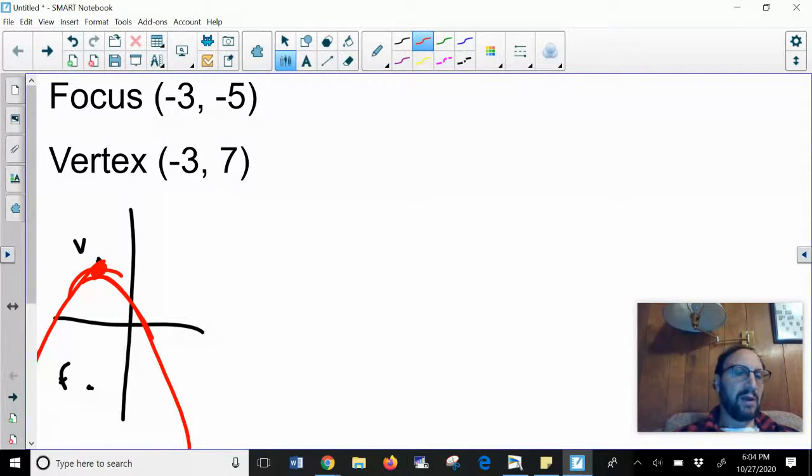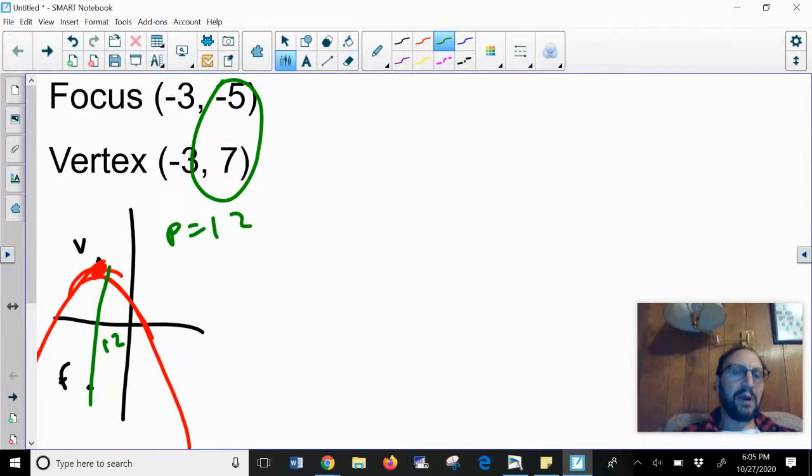So the other thing is that the distance between the focus and the vertex is my p-value. So in this case, the distance between -5 and +7 is 12 units. So therefore my p-value is 12, but it's negative because it's going down. I know that equations that have a negative in them go down when you have y equals a negative ax squared or whatever. The other thing is that the directrix is going to be up here somewhere, 12 units above that. Well, 12 units above the y value would be 7 plus 12, which is 19.